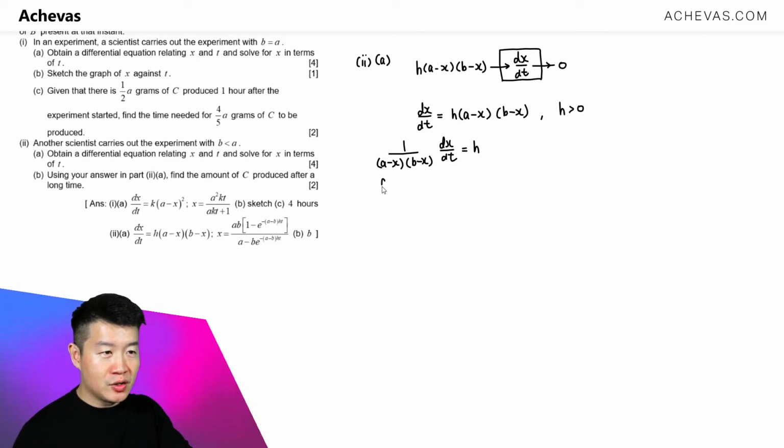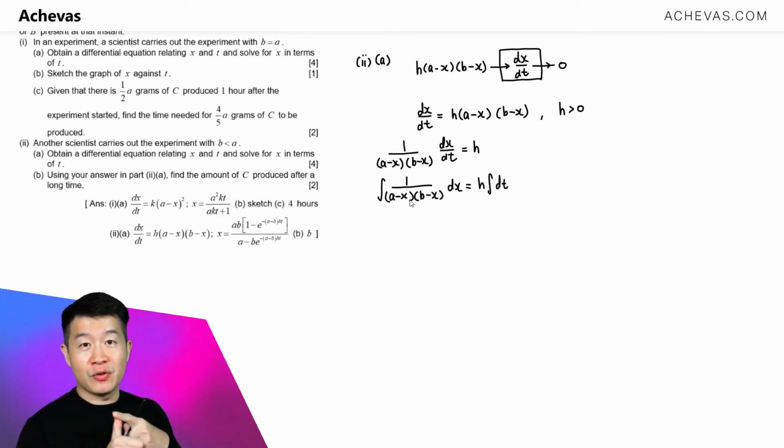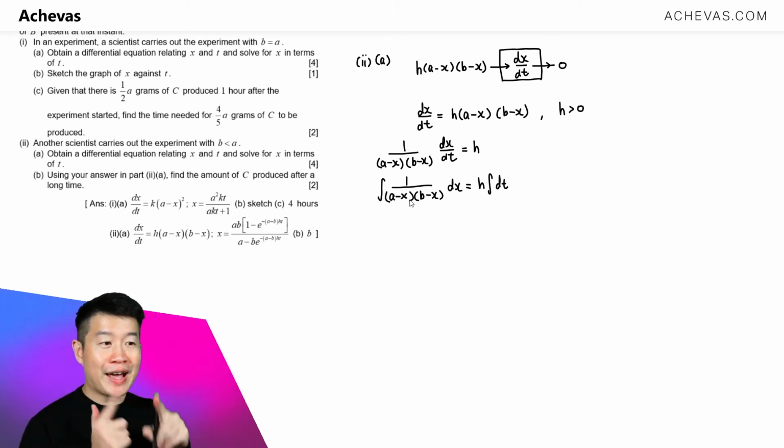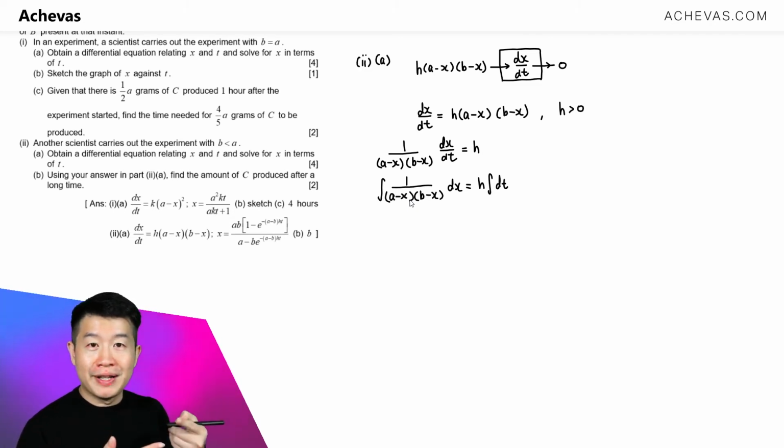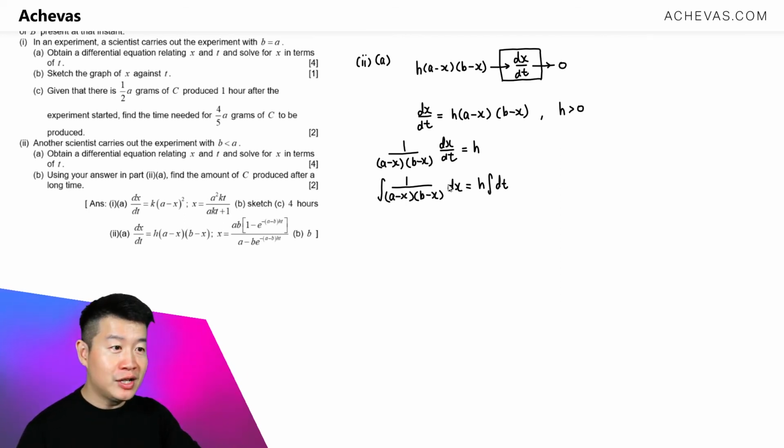So on the left hand side, it is going to be integration of 1 over (a minus x) multiplied by (b minus x) dx. This is going to be h integration of 1 dt, since h is a constant. To integrate this, there are two strategies, two possible manipulations that we can do before we can conduct the integration. The first one will be to make use of partial fraction, and the second one will be to expand this and try to do a completing square to the denominator. I'm going to go for the partial fraction strategy, but you can definitely try completing square. You're going to be getting the same result.